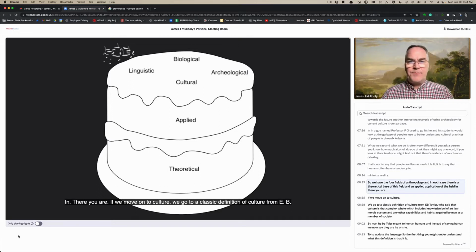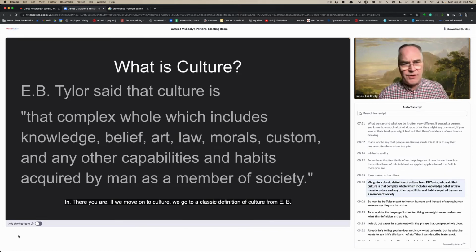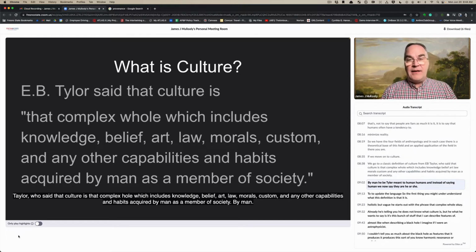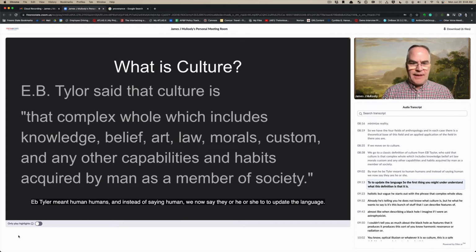If we move on to culture, we go to a classic definition of culture from E.B. Taylor, who said that culture is that complex whole which includes knowledge, belief, art, law, morals, custom, and any other capabilities and habits acquired by man as a member of society. By man, E.B. Taylor meant humans.